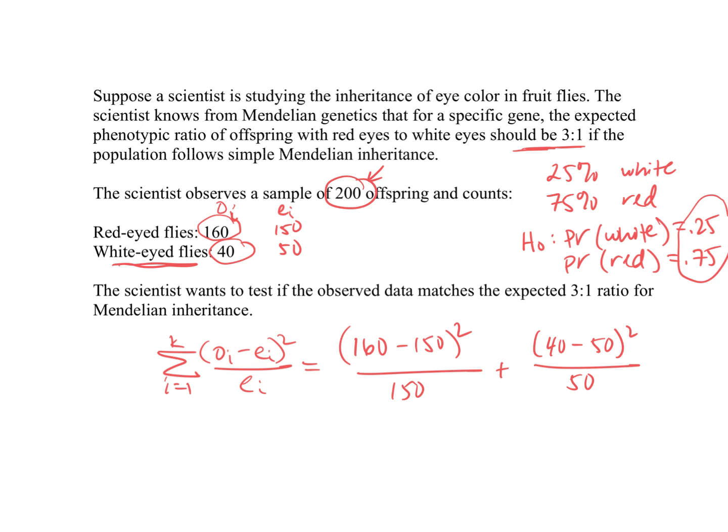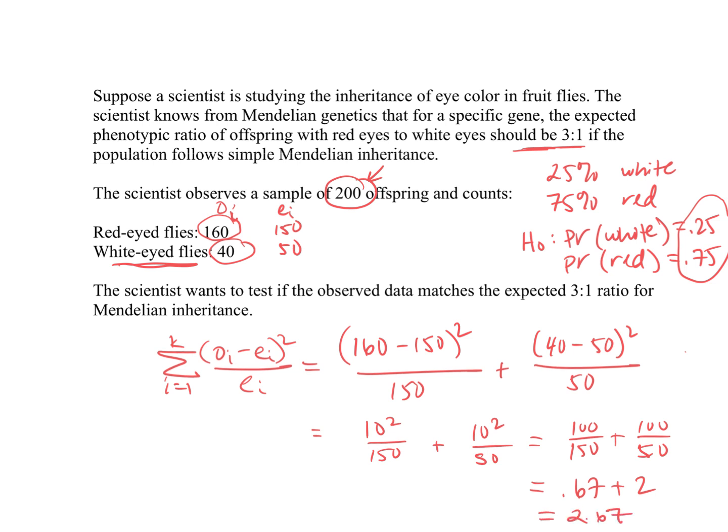And now I do the arithmetic on this test statistic. I've got 10 squared over 150 plus 10 squared over 50, which is 100 over 150 plus 100 over 50. This adds up to 0.67 plus 2, which is 2.67. So there is the value of my chi-squared test statistic, and I'll go ahead and write that here. This is the chi-squared test statistic, and it came out to being 2.67.